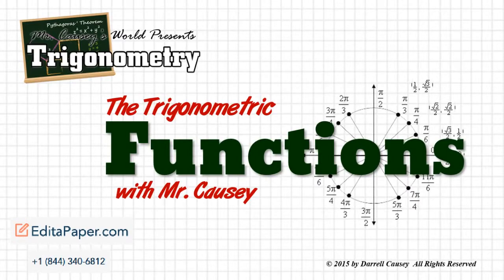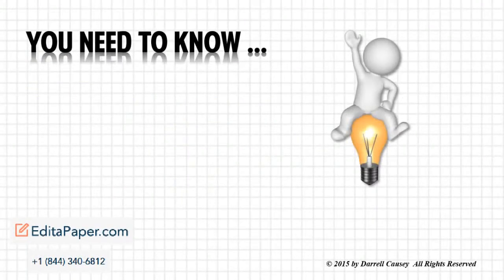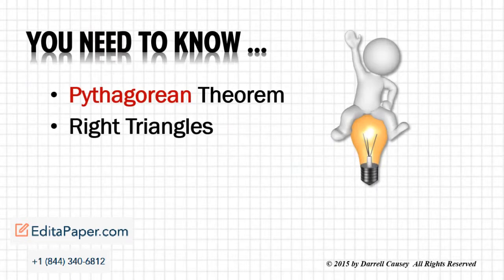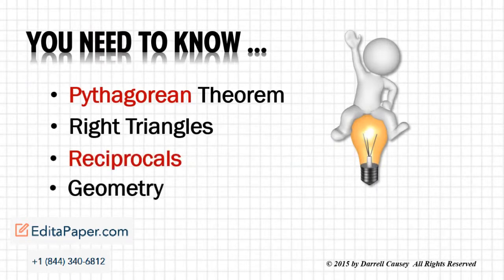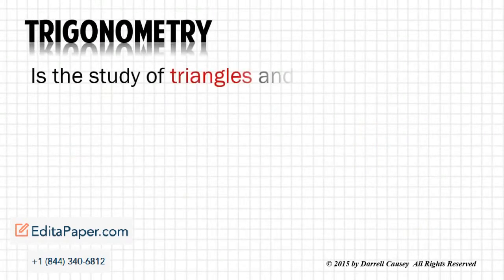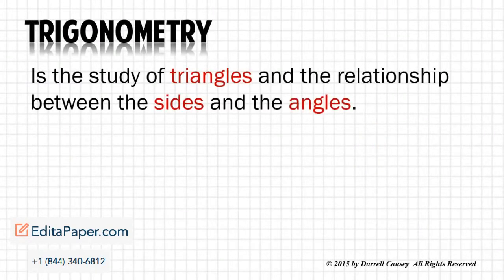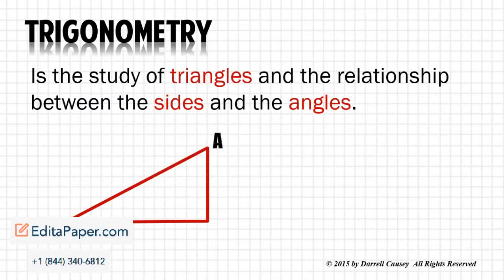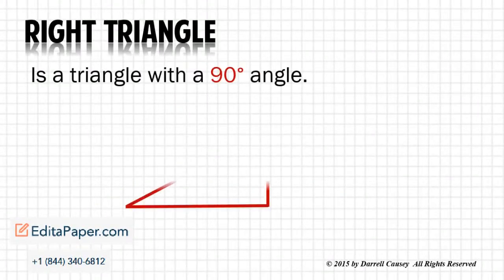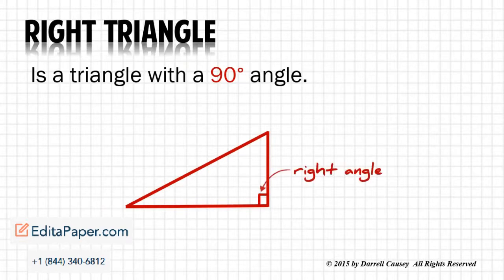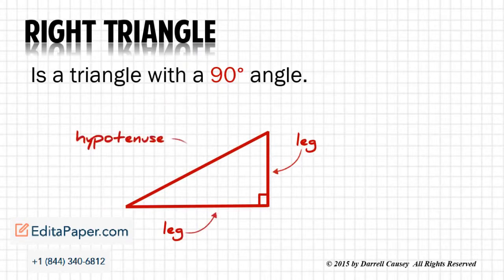I'm going to assume that you know Pythagorean theorem, right triangles, reciprocals, and geometry. So what is trigonometry? Trigonometry is the study of triangles and the relationship between the sides and the angles, and specifically we're going to talk about the right triangle. And you remember, a right triangle is a triangle with a 90-degree angle. And we call the two sides legs, and the side opposite the right angle is the hypotenuse.